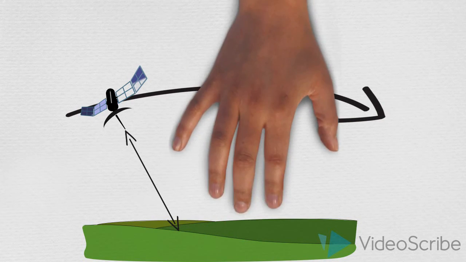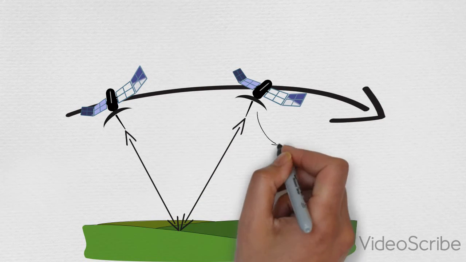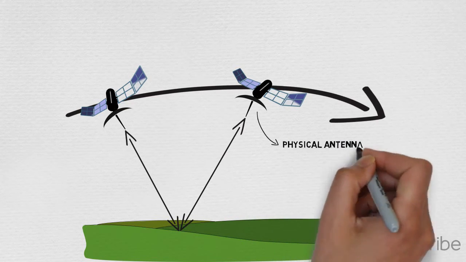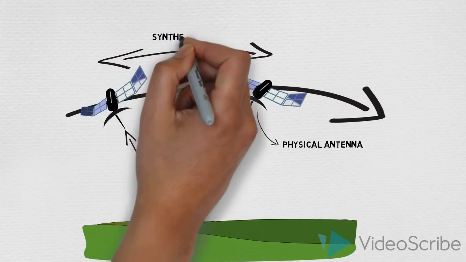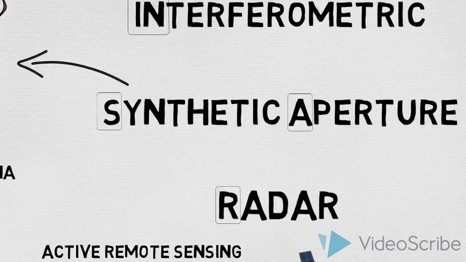When we look at the satellite at two different moments along its path, we have the physical antenna on the satellite itself, but we can also create a synthetic antenna between the two different positions.